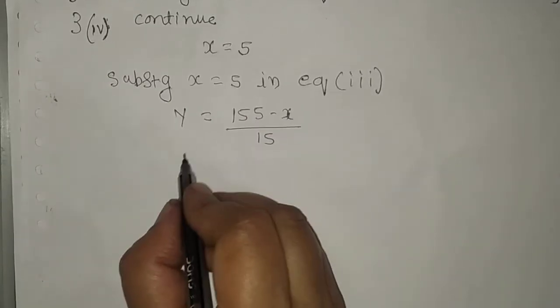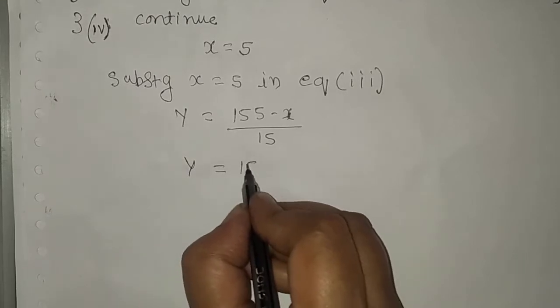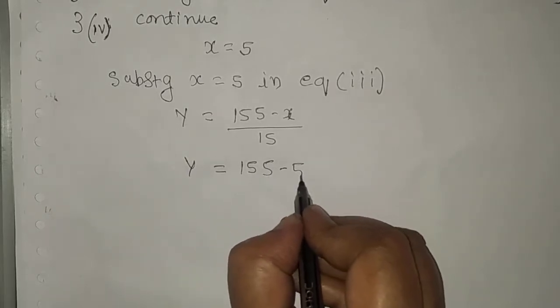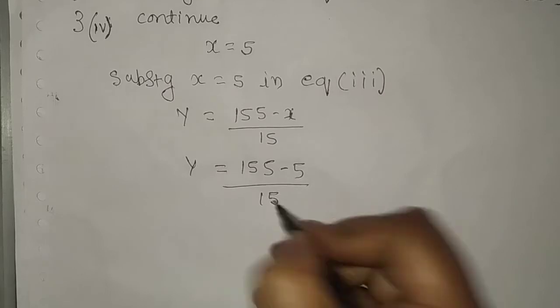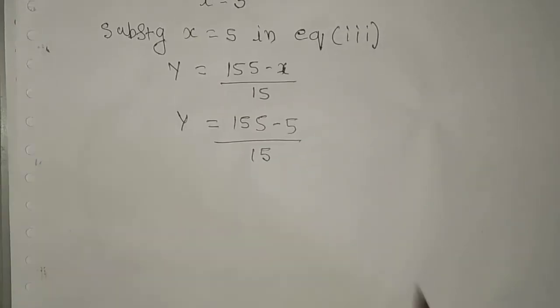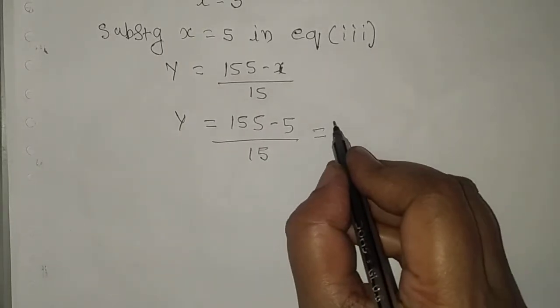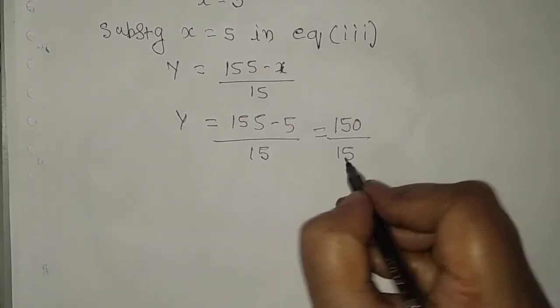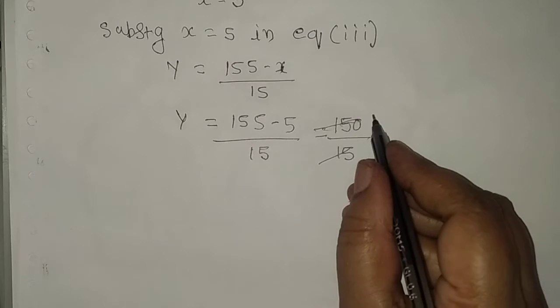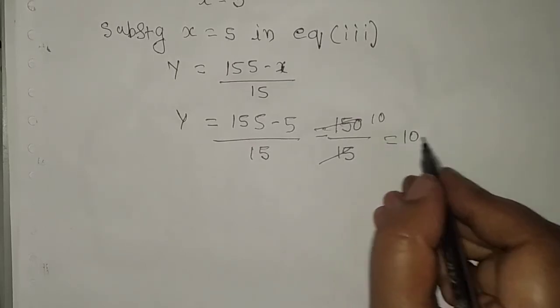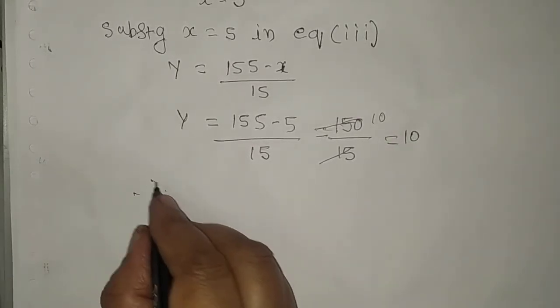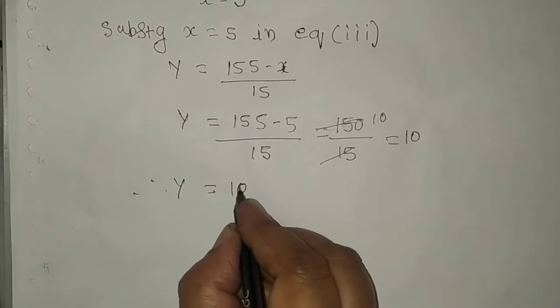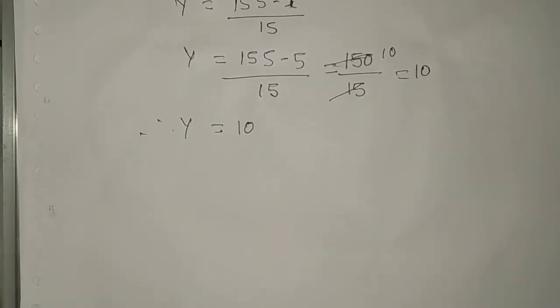So now put x is equal to 5, that is (155 minus 5) by 15. So what happens? Solve this, we get 150 by 15. 15 ones are 15, 15 tens are 150. Therefore what we get? y is equal to 10. So we got both the x and y.